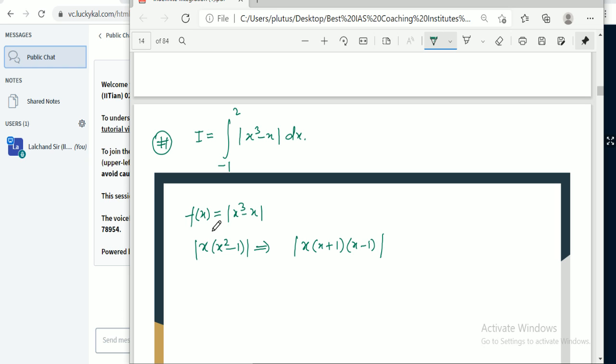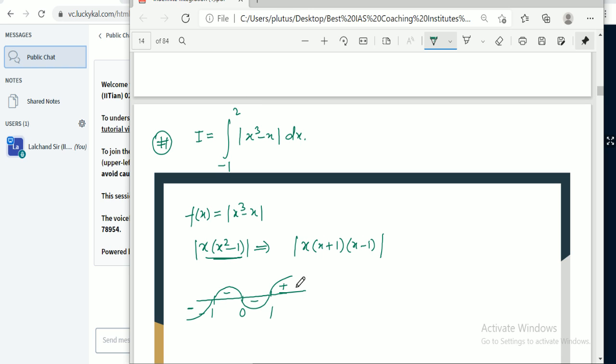If I check the sign of this, we use the wavy curve method, with points minus 1, 0, and plus 1. So we can say this is the positive part, this is the negative part, this is the positive part, and this is again the negative part. We are starting from x equal to minus 1 and going up to x equal to 2.